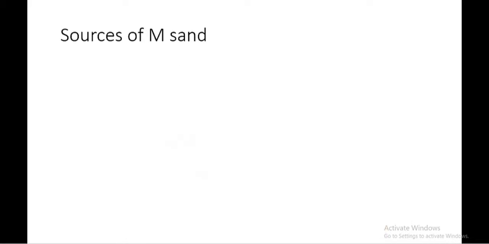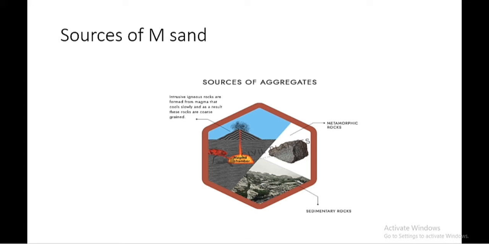Sources of manufactured sand. As I said previously, the rocks used for coarse aggregate production will be used for manufactured sand as well. Igneous rocks, metamorphic rocks and sedimentary rocks are used.